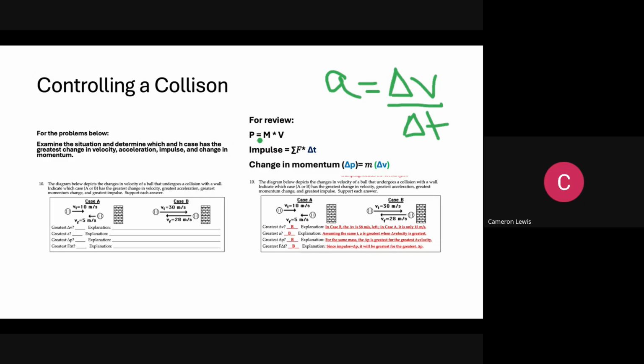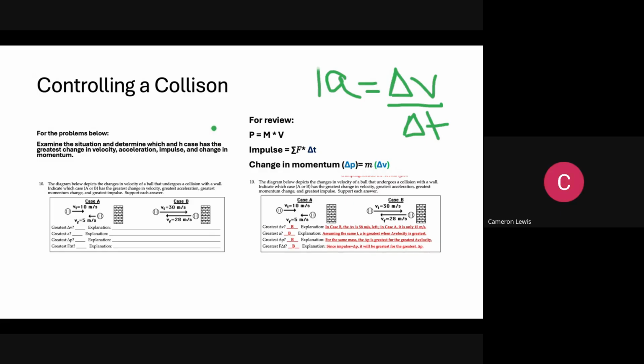Imagine each ball bounces off the wall for the same amount of time. We're assuming that, right? Okay. So if they both bounce off the wall for the same amount of time, that means that between both of them, the time is consistent. So if the time is consistent, which means it's the same, for one of these to have a greater acceleration, what variable has to be greater? That's the part I didn't understand.